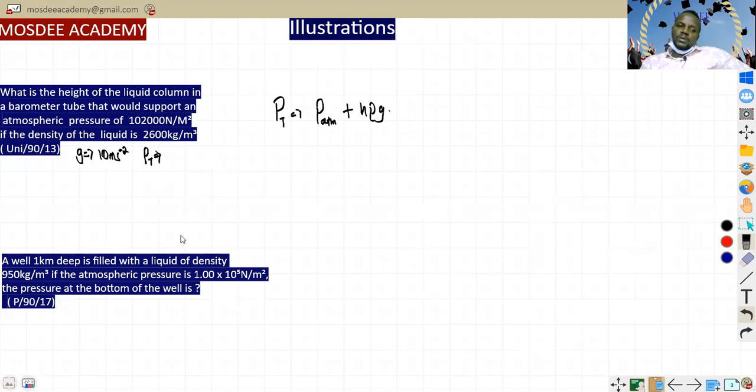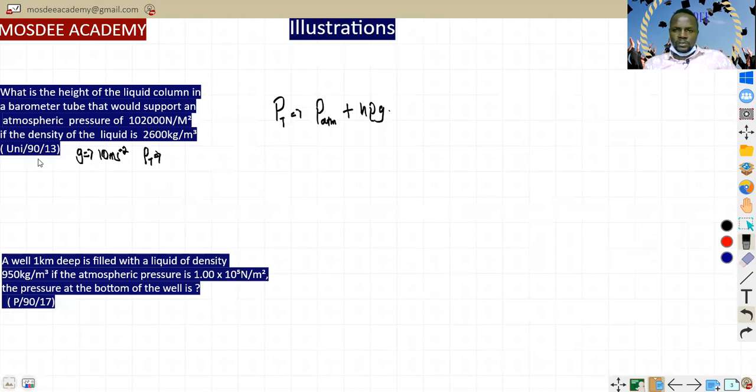And maybe we go to the second one, and I think that one should be a very, very valid question. I don't know the value, and I'm not sure I have the material that this was carved out of. It was Uni 9090, question 13.